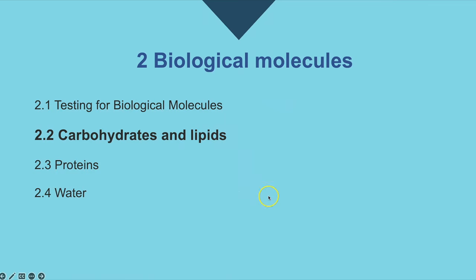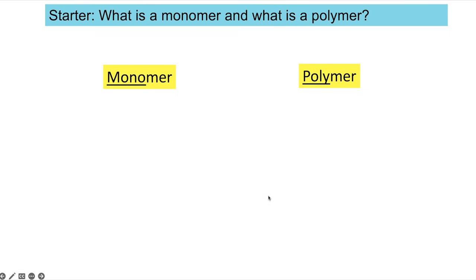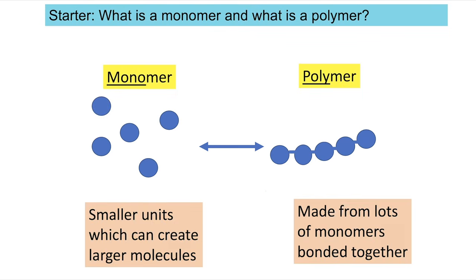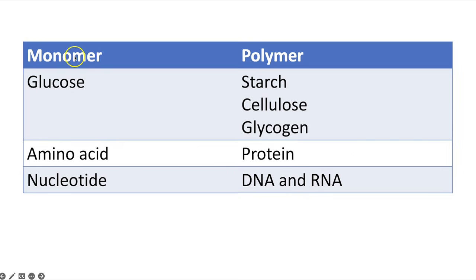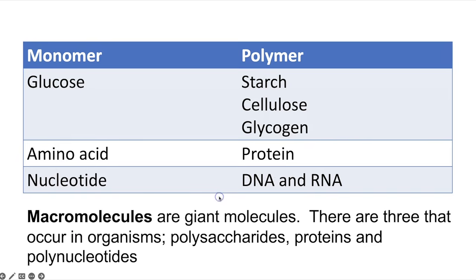Next then, we move on to carbohydrates and lipids. So you need to know the difference between a monomer and a polymer. So monomers are smaller units which can bond together to create larger molecules, and a polymer is made from lots of monomers bonded together. And you need to know about the following monomers and polymers. So we're going to go through those, but you also need to know about macromolecules, and those are giant molecules. There are three that you need to know: polysaccharides, which are the top three listed here, proteins, and then the polynucleotides, which form in DNA and RNA.